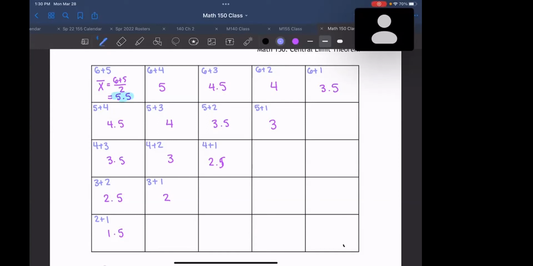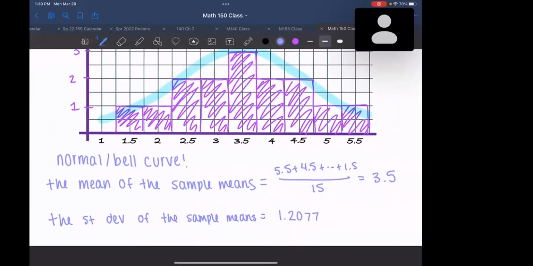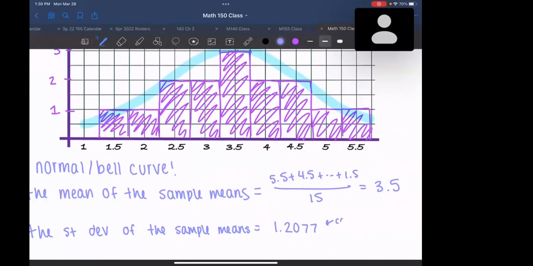Okay, but I wouldn't make you find the standard deviation of 15 numbers. I think that'd be crazy. Yes. Okay. But I found this on a calculator.